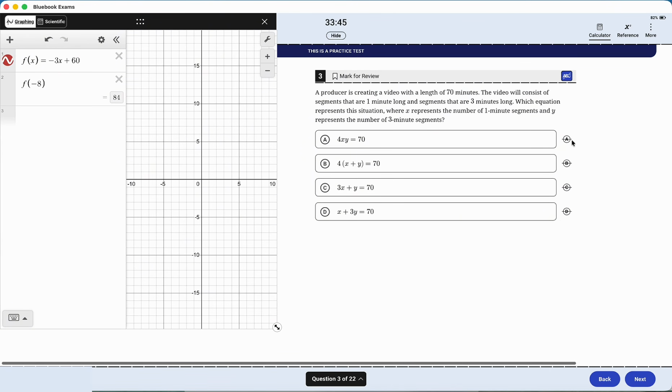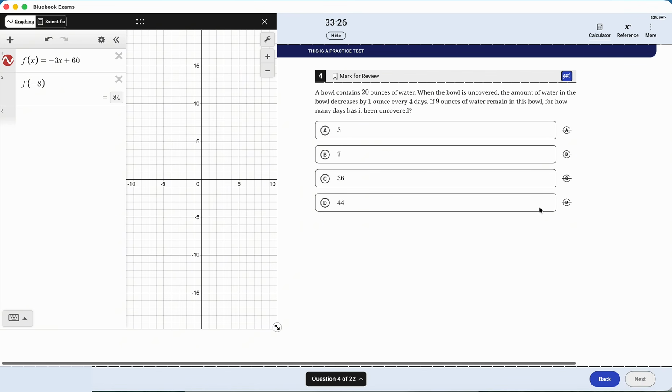Producers are creating a video with a length of 70 minutes. A video will consist of 1 minute long segments and 3 minute long segments. Which equation represents this, where x is the number of 1 minute and y is the number of 3 minutes? That's really all you got to get right. x with 1, 3 with y, and that's basically it. So x plus 3y is 70.